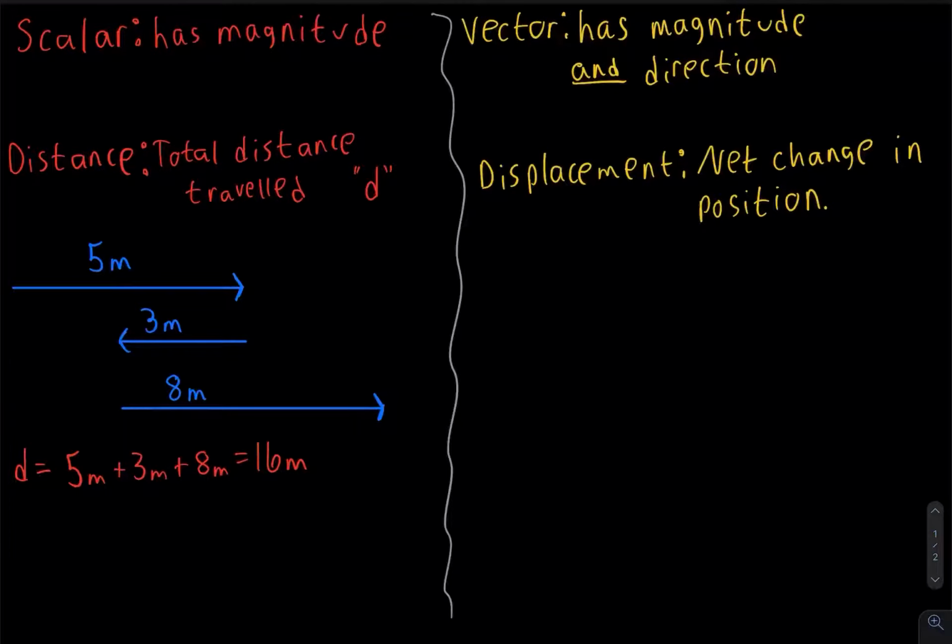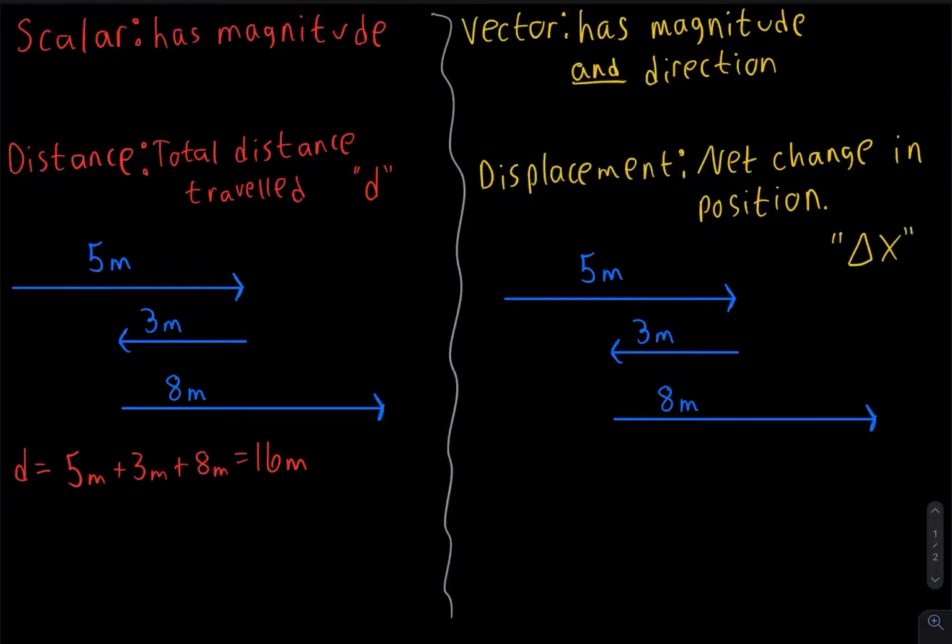But now let's look at displacement. So I want the exact same situation over here, but now I'm going to talk about my displacement. And we're going to denote displacement by something a little different, delta x. The delta and the x are going to be very common notations throughout physics. The delta is just going to be change, and the x is just going to be position. So total, this is just our change in position.